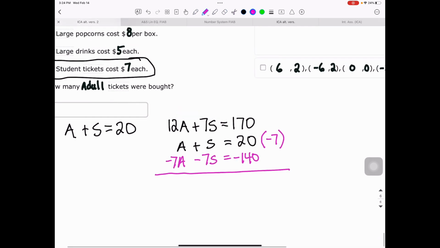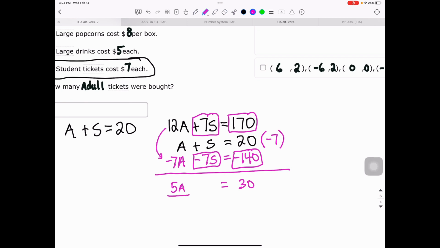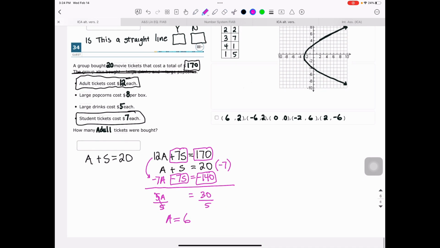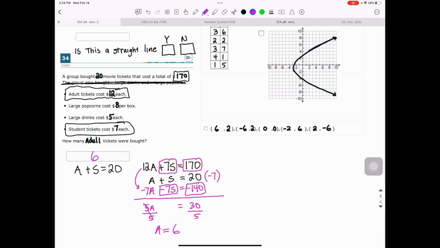Why am I doing that? Now I can let them battle. 12 adults minus 7 adults is 5 adults. 7 students minus 7 students, the students are gone. 170 minus 140 is 30. I divide by 5, and adults equals 6. So there were 6 adult tickets.